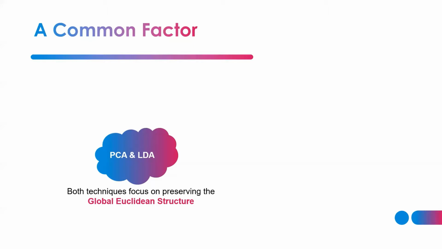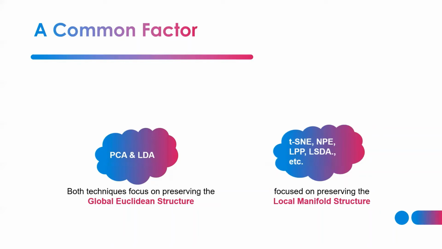So what we are doing with PCA and LDA is always looking at some sort of global representative of these points. It's either the global average of all the data or the average of the corresponding classes. Differently from that, there are nowadays so many other methods, including but not limited to t-SNE, neighborhood preserving embedding, locality preserving projection, locality sensitive discriminant analysis, and others.